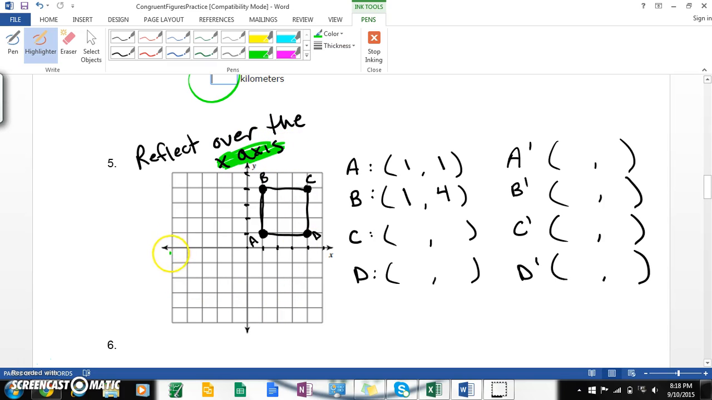What you might want to do, like I've been doing in the past, is highlight that x-axis so you know exactly where it is. Your job is to highlight over this line, plot the points, then give the new vertices. I will do A for you. A is just up one here, so A prime is right here. The point then would be 1, -1 for A prime. Your job is to fill in the rest.